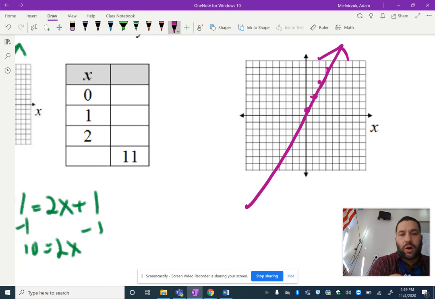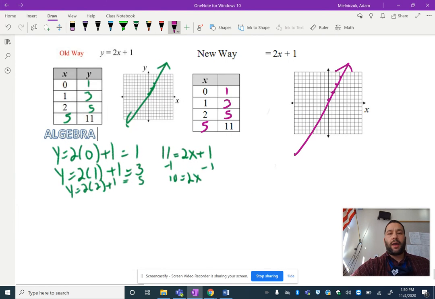When we're at 0, we're at 1. When we're at 1, we're at 3. When we're at 2, we're at 1, 2, 3, 4, 5. And then when y is 11, that's still a tough one to answer, okay, because that's still off the graph. We already know it's 5, okay?